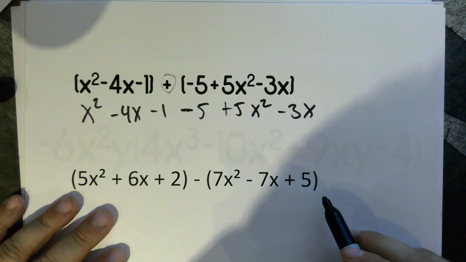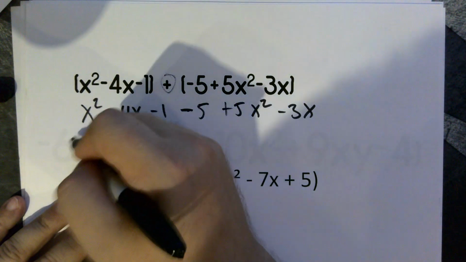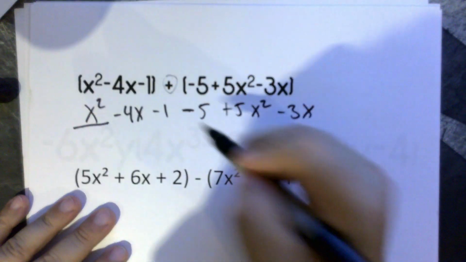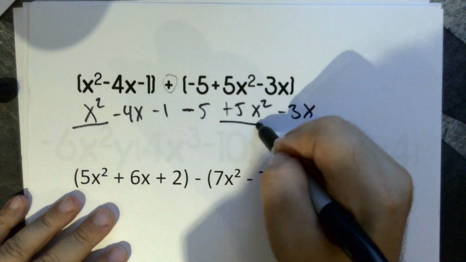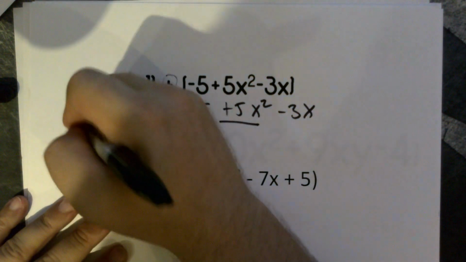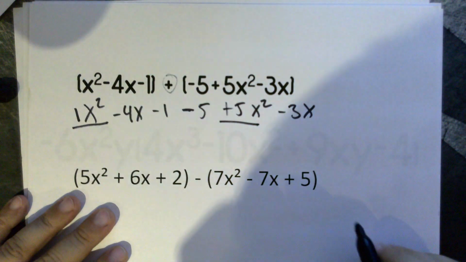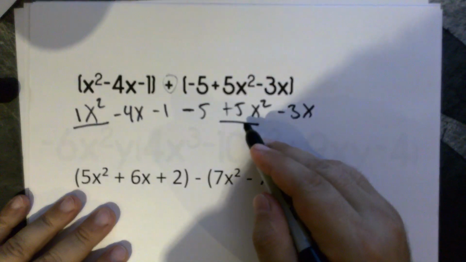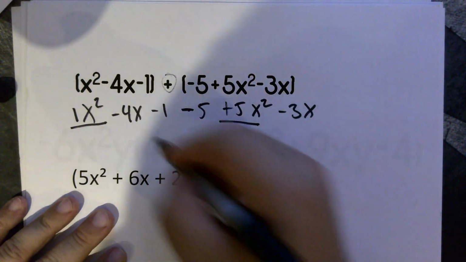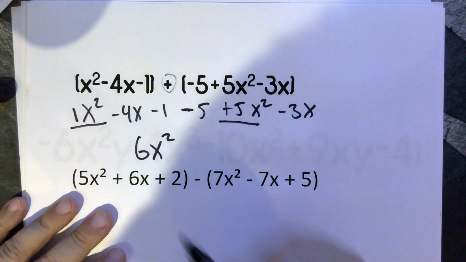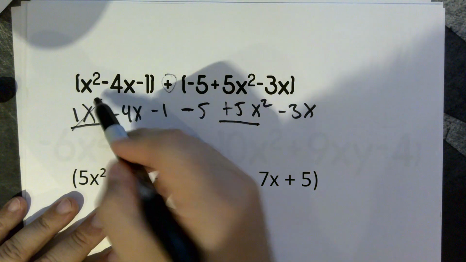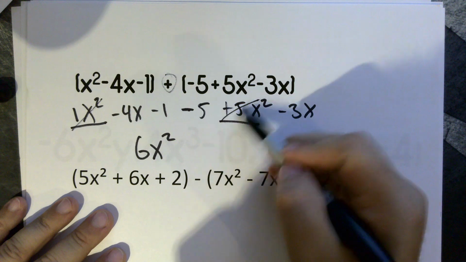So next thing, I'm just going to underline my highest degree term first and see if it's got a partner in here. It does. Make sure you underline the sign as well. So this is 1x squared plus 5x squared. This is 1 plus 5, 6x squared. After you've combined them, you can go ahead and cross them off if you like so the signs don't interrupt you.